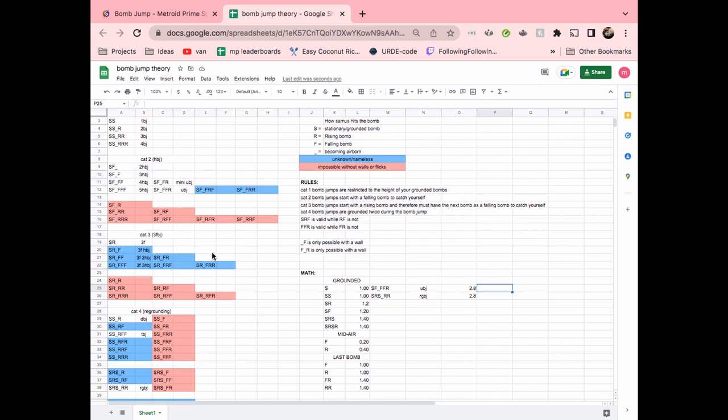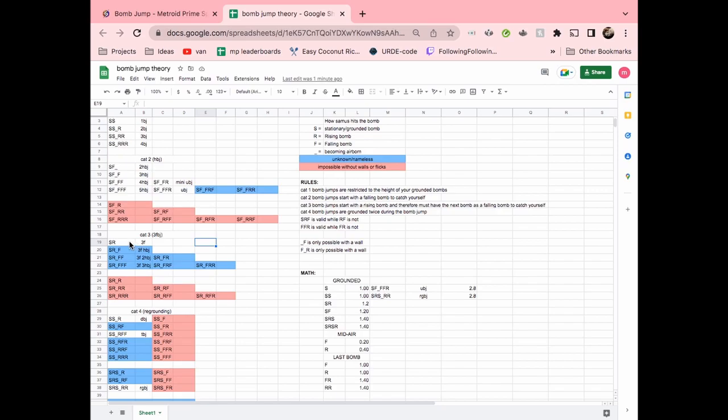Continuing down, SRFR, I'm sure you could picture this maybe. Now, why is FR valid here? Right? It says specifically over here that FFR is valid, but FR is not.